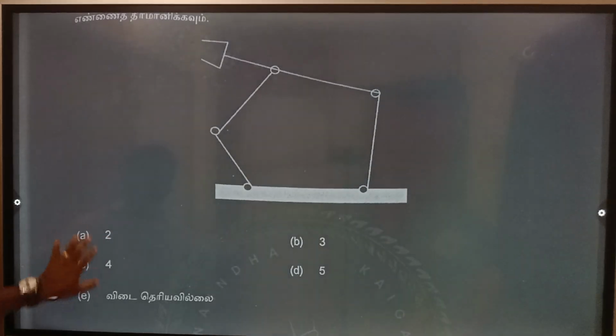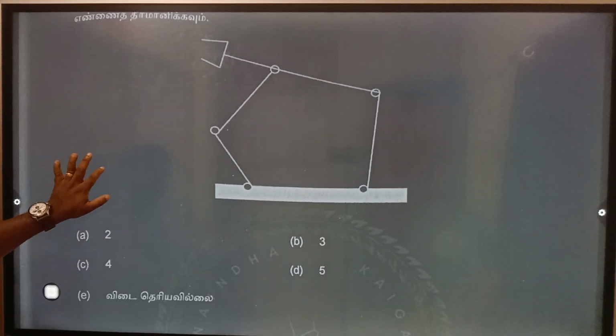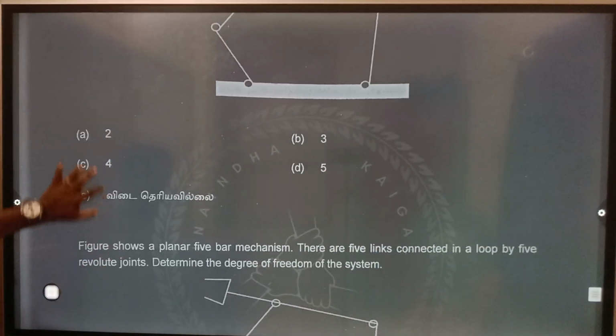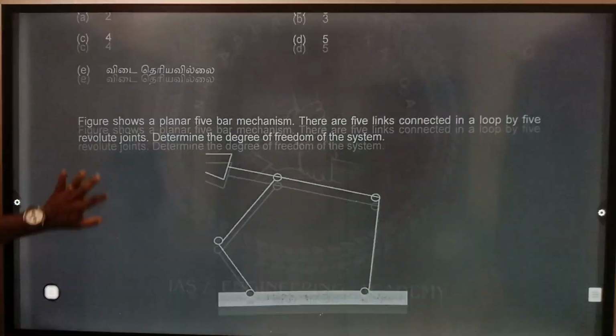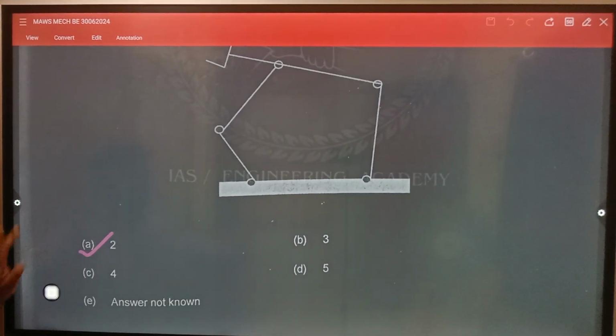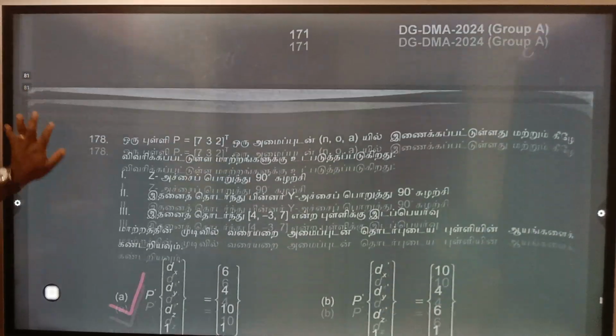Degrees of freedom. 177. Planar 5-bar mechanism. Determine degrees of freedom. Answer is 2. Okay. Then 178.